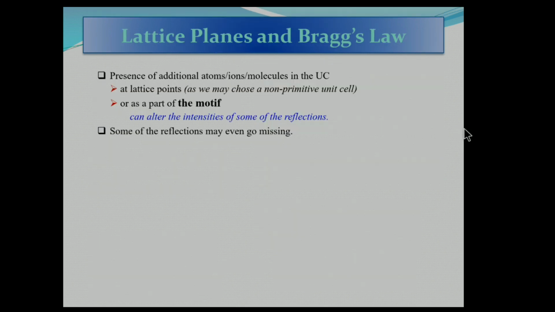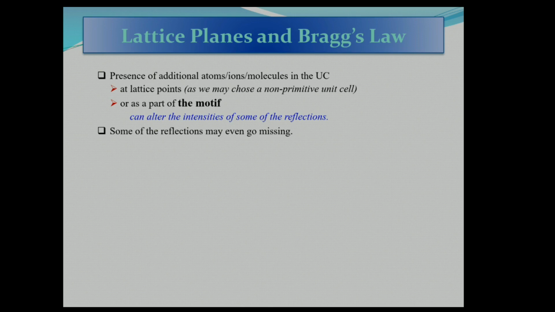Okay. So next, let us consider again, what can change the pattern? Here, the presence of additional atoms or ions or molecules in the UC. UC refers to unit cell, right? So if additional atoms are present in the unit cell, these atoms can be at the lattice points, the corners, face centers, edge centers or body center, or it can be as part of the motif, right? The motif of a lattice. So these two can alter the intensities of some of the reflections. So we'll be getting many peaks in the XRD spectrum, and due to the presence of additional atoms or ions, additional quantities at lattice points or as part of the motif, they might alter the pattern, right? Altering means some of the reflections may go missing.